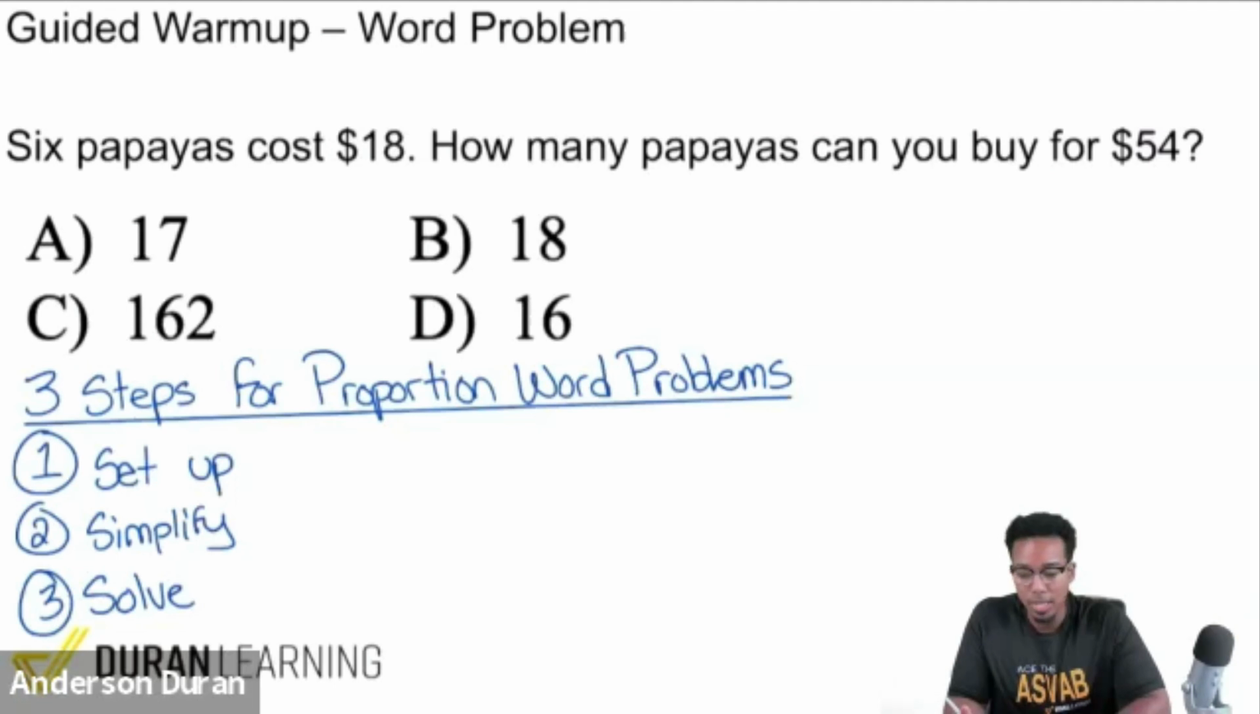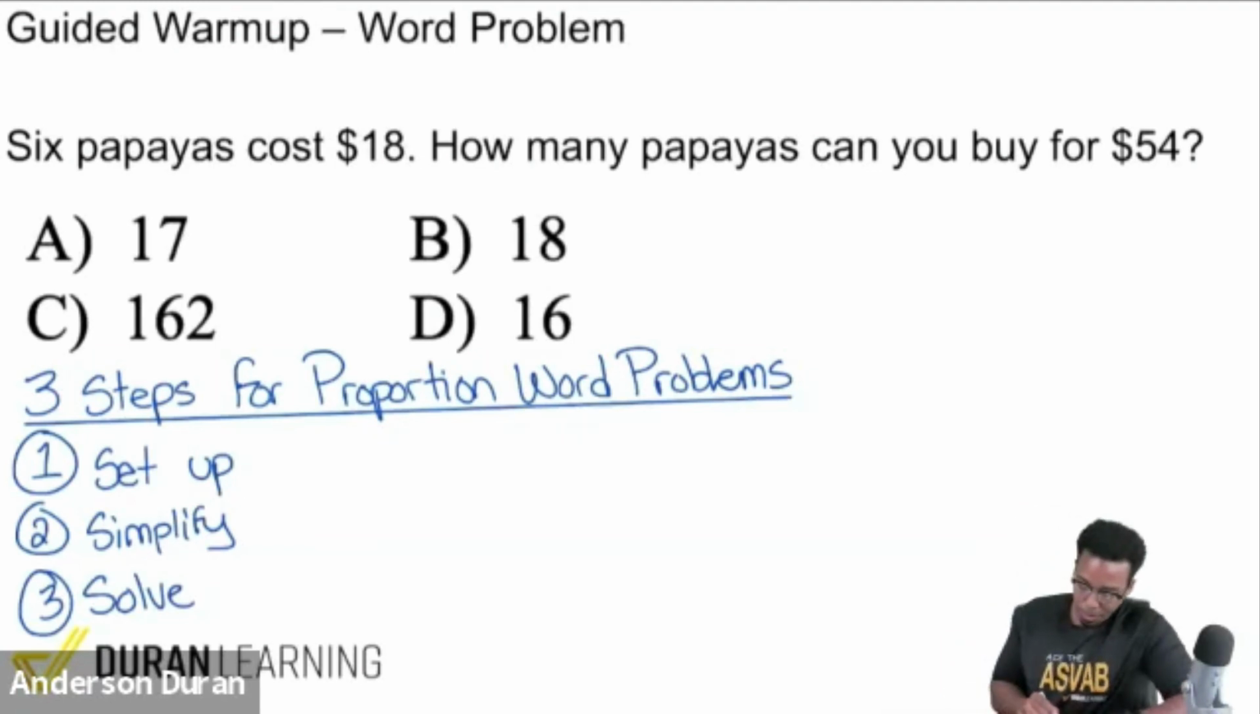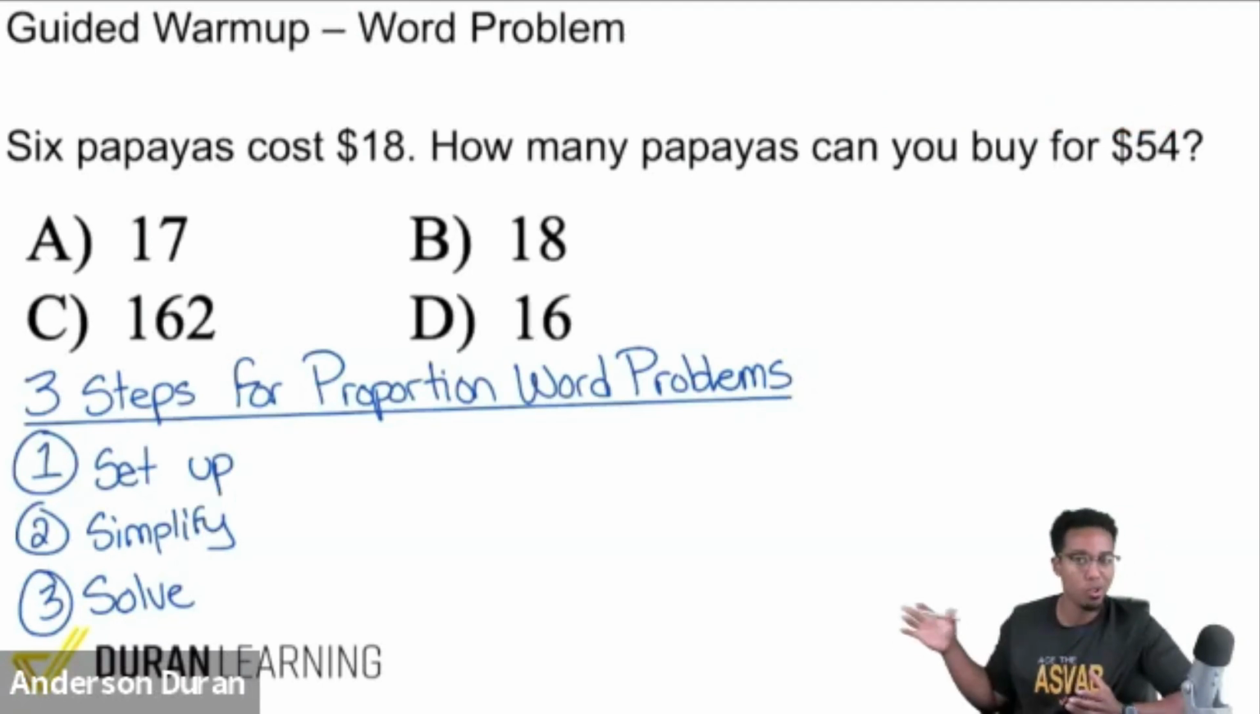So let's go ahead and solve this problem here. This is a guided one. Let's get to it. So it says here, 6 papayas cost 18 bucks. How many papayas can you buy for $54? So typically when it comes to word problems, I tell you to read the question first, and we'll get to that. But let me just go through this one for you and help you really get your feet wet. So everybody, what is it that we're looking for in this problem? Let's make sure we identify what we're solving for. What are we solving for?